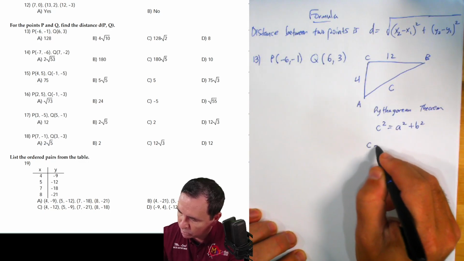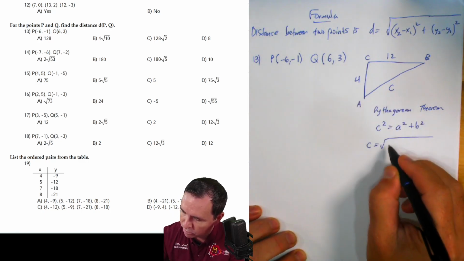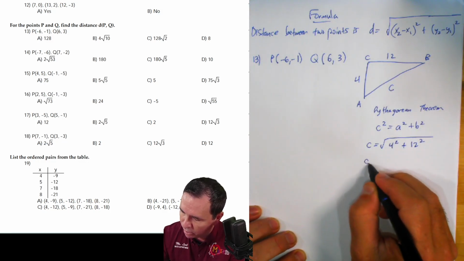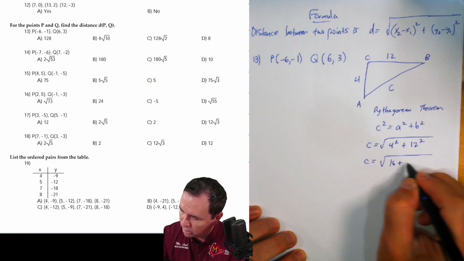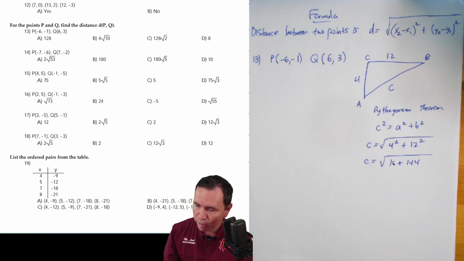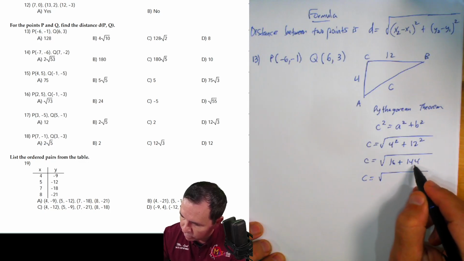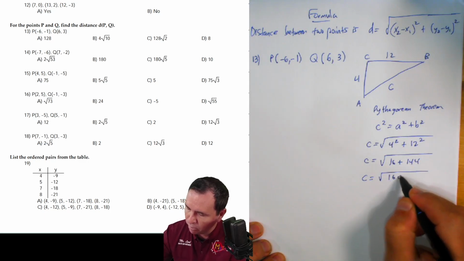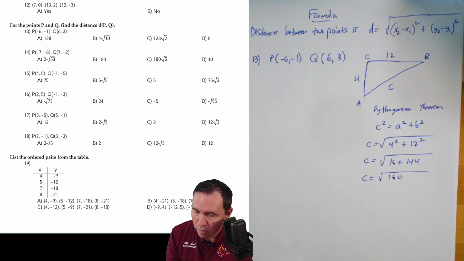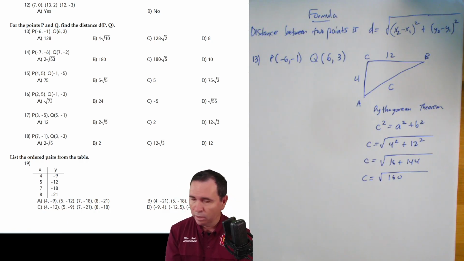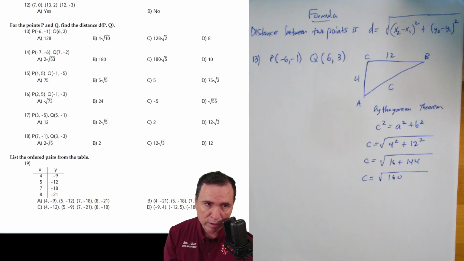That means that C is equal to the square root of A, which is 4 squared, plus B, which is 12 squared. And so if we square these numbers, I'm going to get 144 plus 16 is going to be, what is that? That's 150, 160, right? Okay? And notice that there are no answers there that says the square root of 160 for number 13. Do you notice that? None of them say square root of 160.